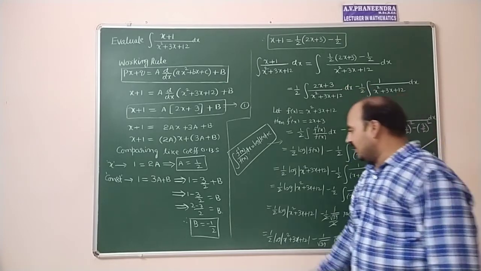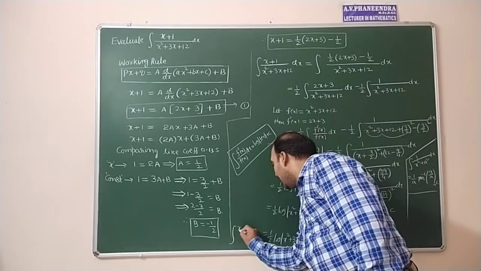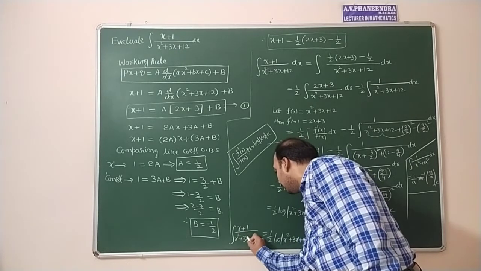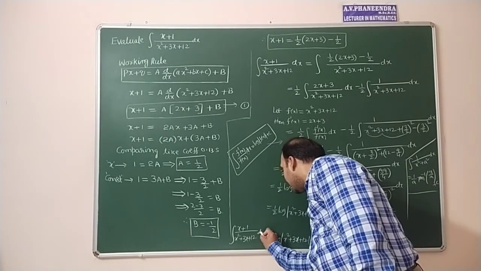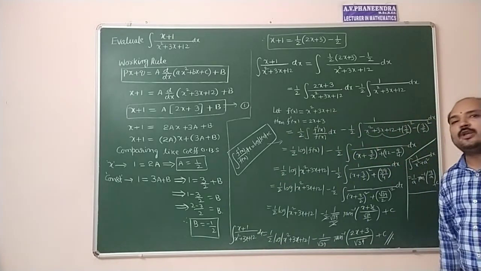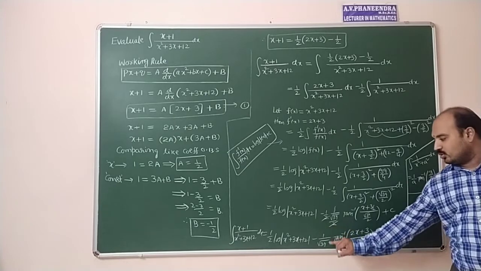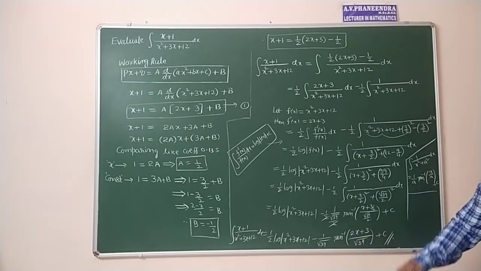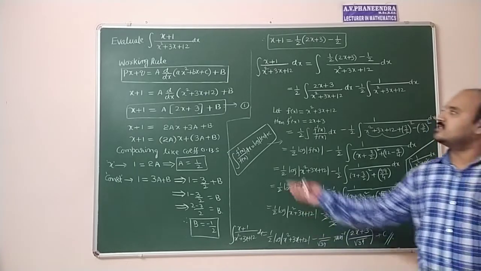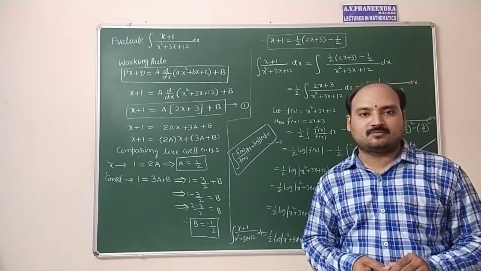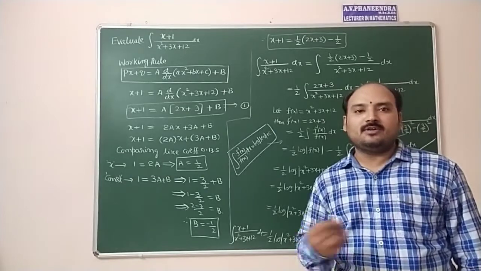Therefore, the given integral x plus 1 divided by x square plus 3x plus 12 into dx is equal to 1 by 2 into log mod x square plus 3x plus 12 minus 1 by root 39 into tan inverse of 2x plus 3 by root 39 plus c. This is the way we have to do that. This type of problem is very important for 7 marks. We will do that another method.